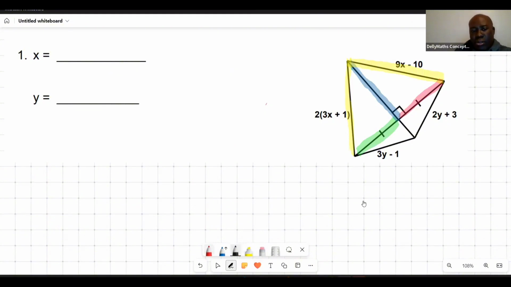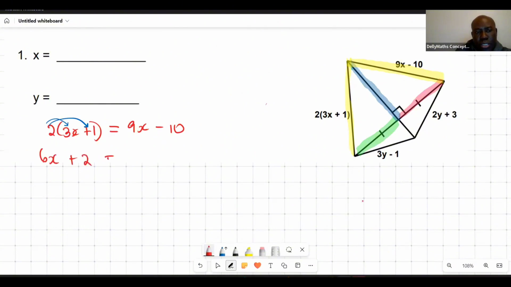So on that basis, I could take that out, and now I could say, guess what? 2(3x + 1) is equal to 9x - 10. I am able to equate them because the perpendicular bisector did create congruent triangles. So I could use this to solve. I'm going to distribute this 2 inside the bracket, so I'm going to have 6x + 2, which is equal to 9x - 10.